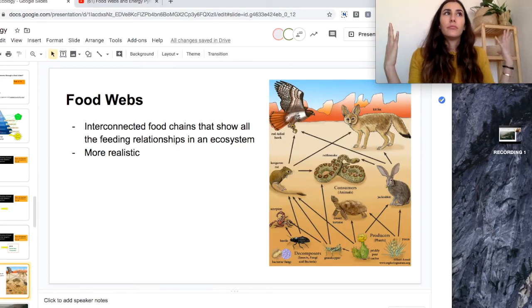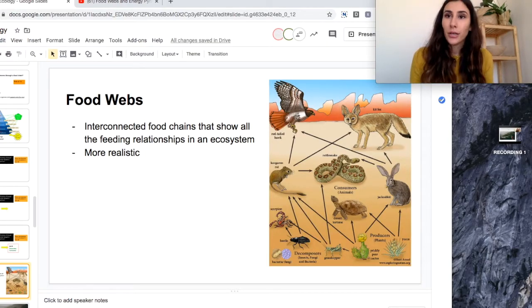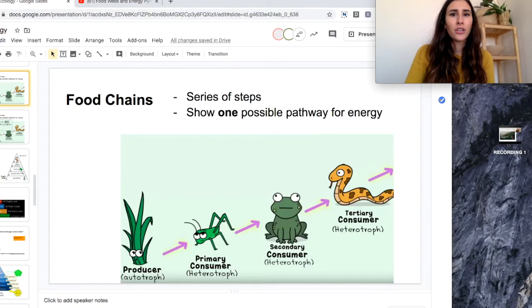Now, obviously food chains and energy pyramids are a great tool to represent ecosystems, but they don't provide a very realistic representation of how ecosystems are, because ecosystems don't just move in one direction, right? If we're looking at an ecosystem, we won't just have these four organisms. We'll have a much larger number of organisms, and the feeding relationships are a lot more complex.